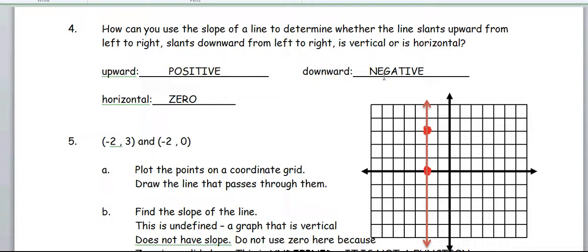So what I've done here is if your slope is positive, it will slant upward. If your slope is negative, it will slant downward. And when I'm talking about slope, I'm talking about the m value, that's this one right here, the coefficient of x. If the coefficient of x is positive, it will go up. If the coefficient of x is negative, it will go down. If there is no x, or if there is a 0, then it'll have a horizontal slope.